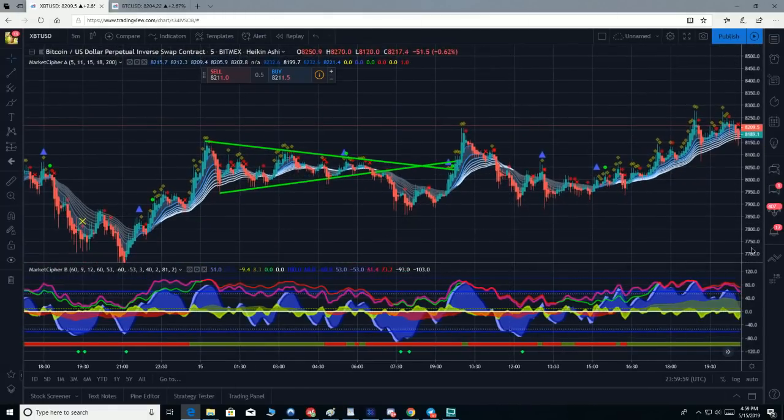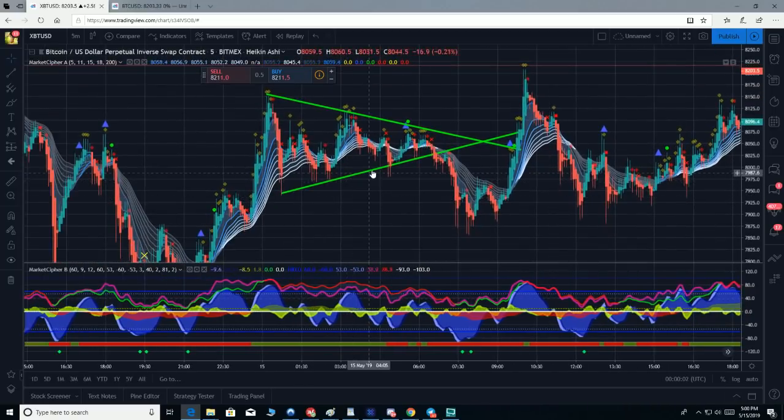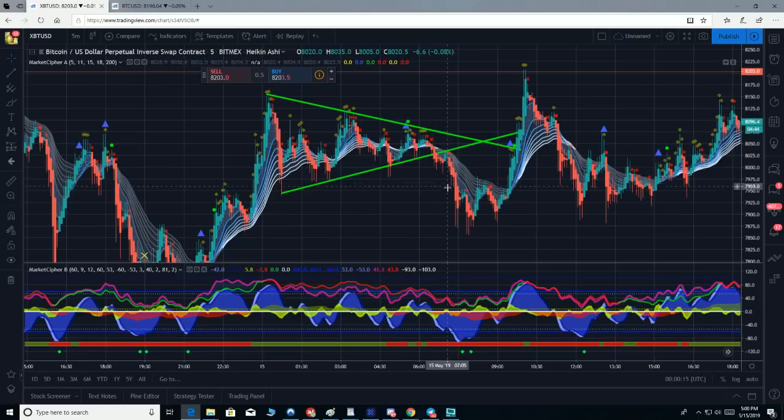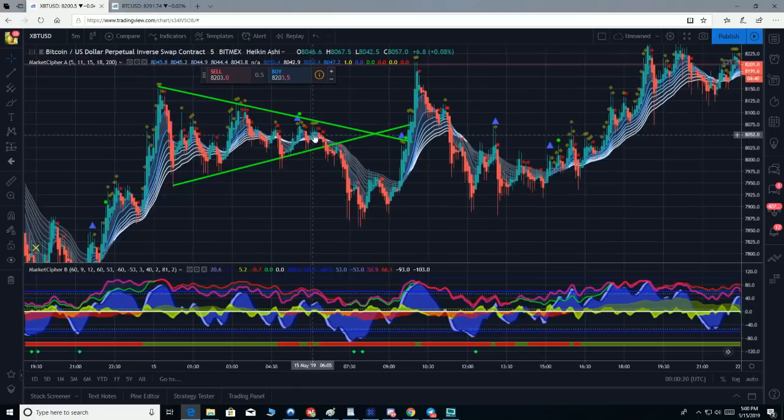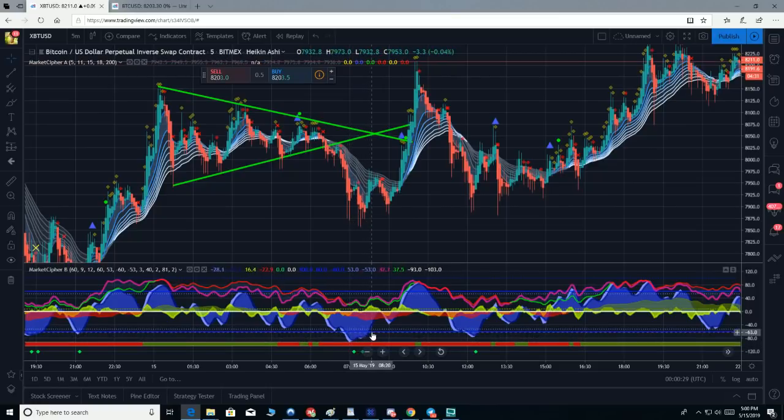So here, going back to here, we had a triangle, right? We were inside the triangle, knowing it's going to either break up or break down. Now, with Bitcoin, we've seen it a million times. We'll break down from a pattern, and then it'll go up. So we broke down out of the triangle. We had our green dots right here, right? Look, the white nipped off on the blue cloud. We're at a bottom in the market.